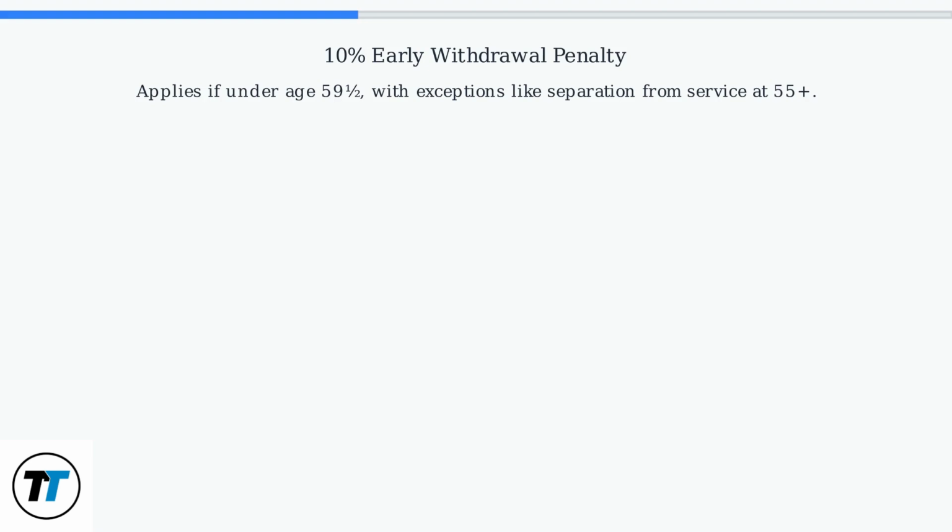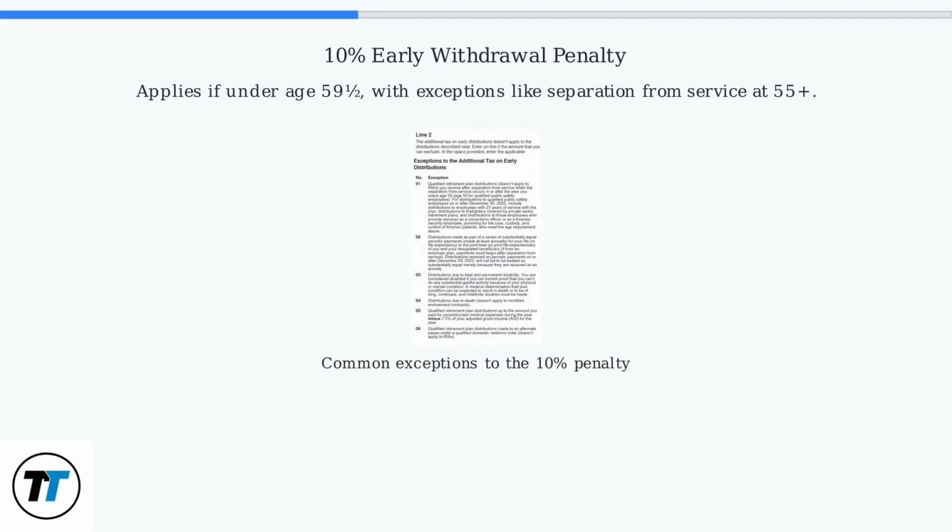However, exceptions exist, such as separating from service at age 55 or later in the same year. Exceptions include total disability, death, unreimbursed medical expenses, and qualified domestic relations orders. The Secure 2.0 Act added exceptions for birth or adoption.